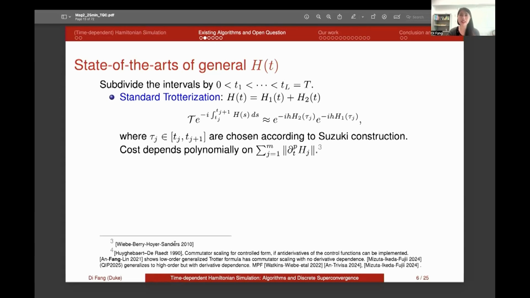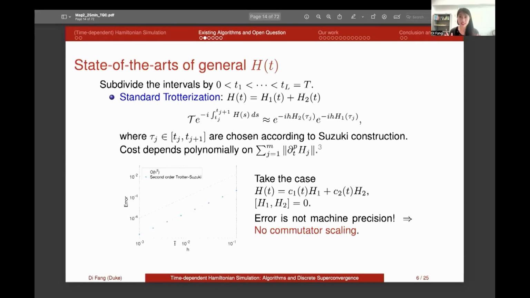On the other hand, you may wonder, if time-independent Trotterization gave you commutator scaling, wouldn't the time-dependent case also give you commutator scaling? Well, here is a simple illustration where I'm taking the Hamiltonian in a controlled form with H1, H2 actually commuting with each other. Suppose there is indeed a commutator scaling, like our previous case, the error becomes zero, the formula becomes exact. So if we run it, I should see machine precision instead of some large errors. So this demonstration immediately tells us the standard Trotterization in the general time-dependent case actually does not give you commutator scaling.